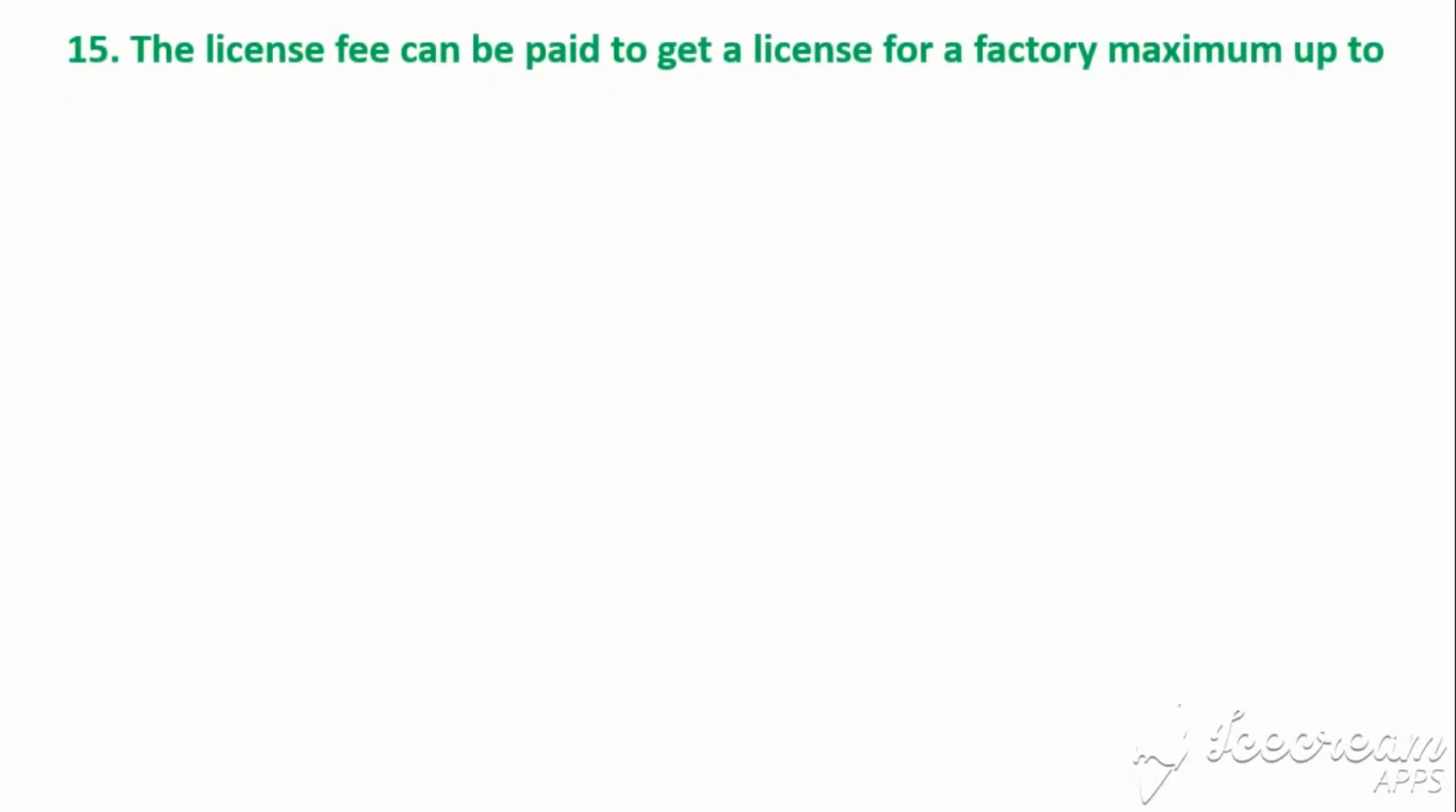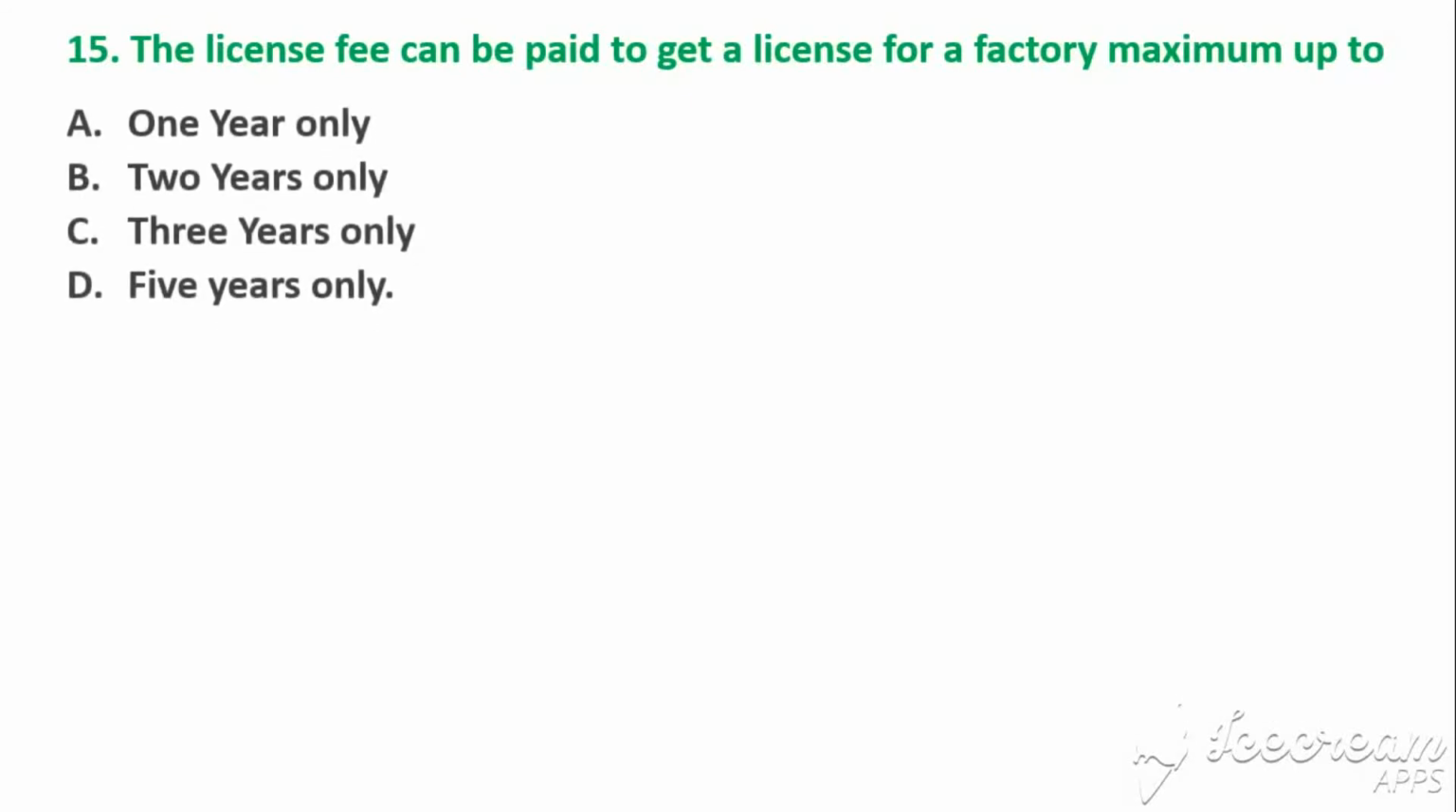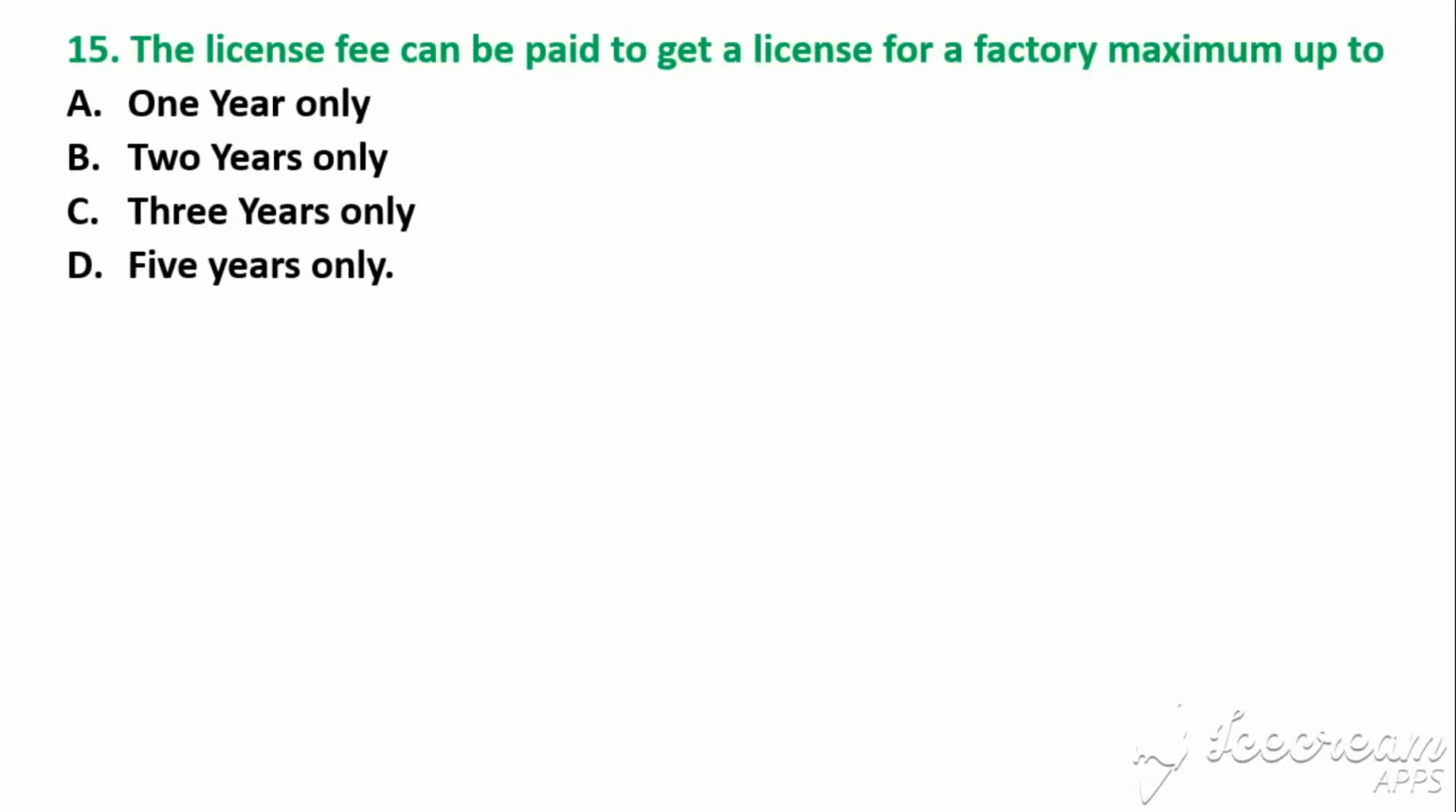Next, the license fee can be paid to get a license for a factory for a maximum of how many years? Yes, you know that. The options are 1 year only, 2 years only, 3 years only, 5 years only. Yes, right, 5 years. The license fee can be paid to get a license for running the factory for 5 years only. D is right.